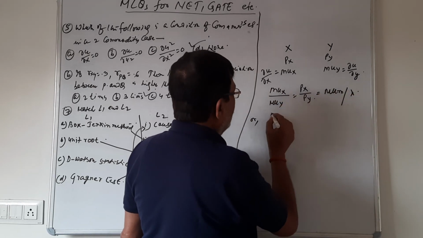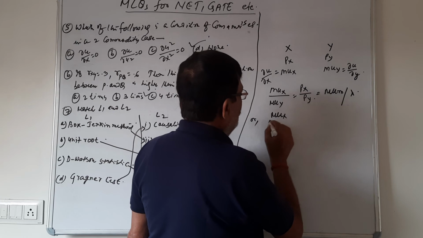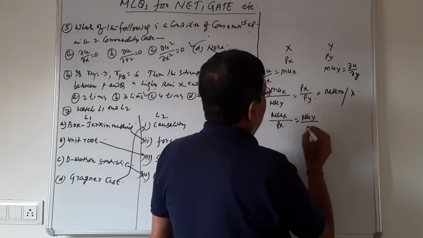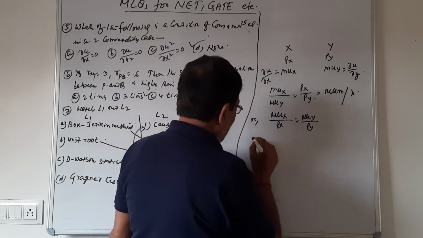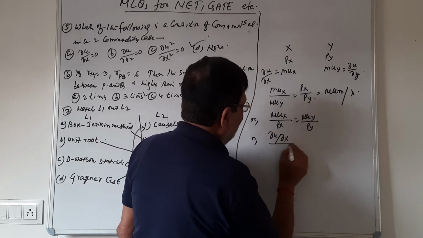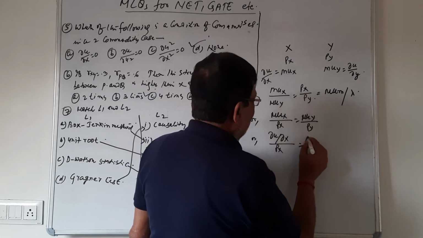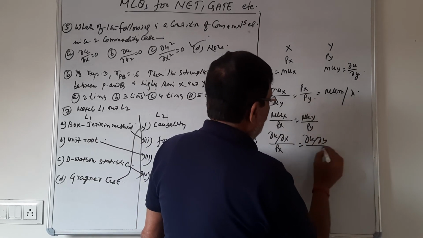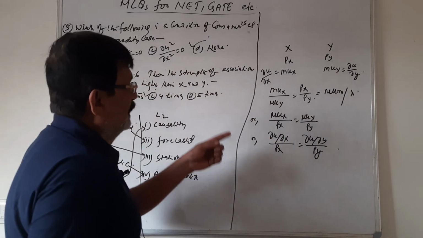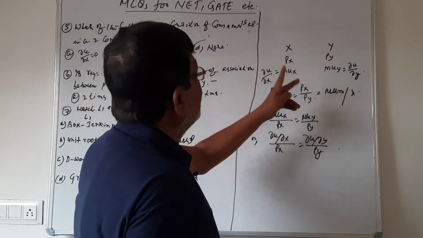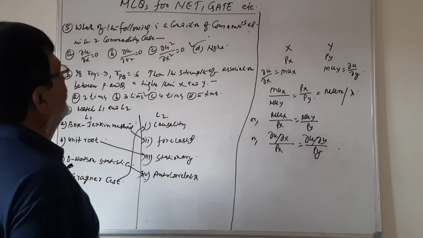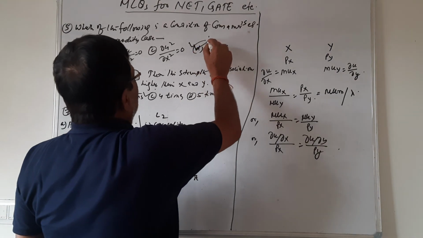So either way, it could be written as MUX by PX equals MUY by PY, or in terms of derivative notation, delta U by delta X by PX equals delta U by delta Y by PY. So this happens to be the equilibrium condition in a two commodity case, and here none is conforming to this, so the answer would be none of these.